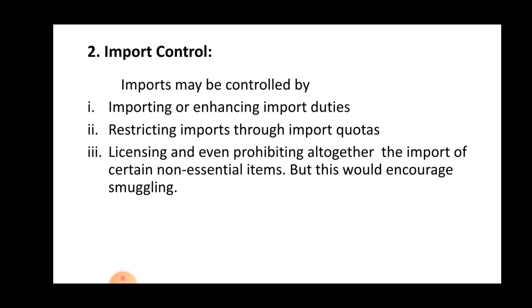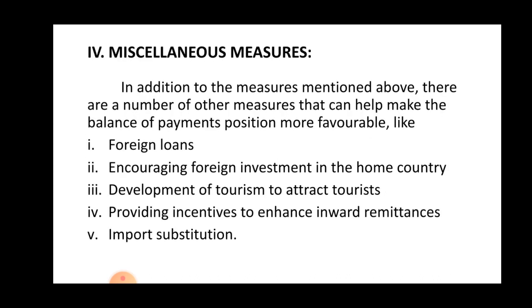And the next one is miscellaneous measures. In addition to the measures mentioned above, there are a number of other measures that can help make the balance of payment position more favorable. One is foreign loan. A foreign loan is a loan issued by a foreign government in the form of bonds or other certificates of debt, such as exchange bills or notes, treasury bills or notes, etc.